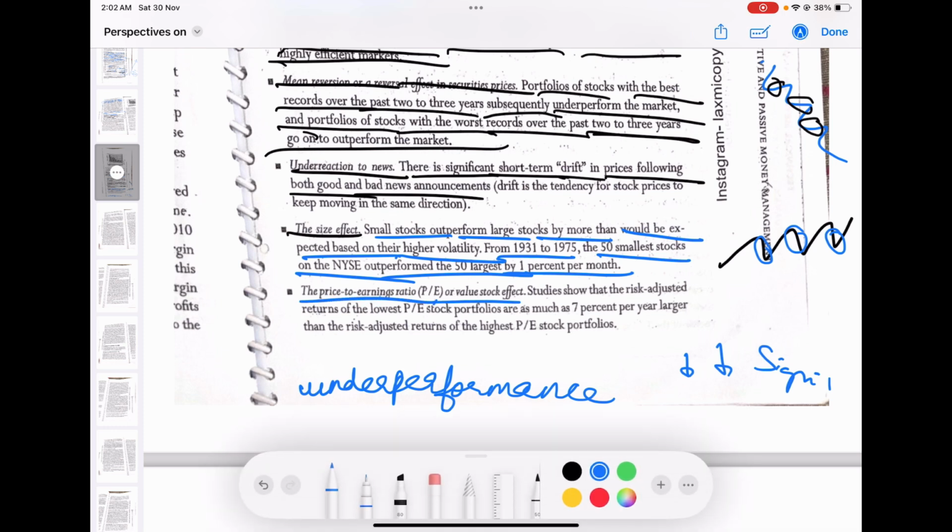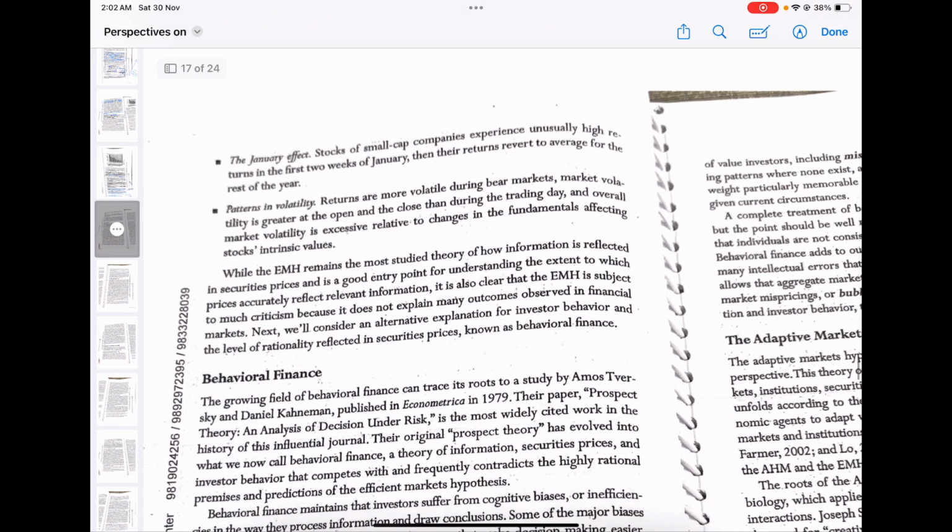Next, we have the PE ratio or the value stock effect, the price to earnings ratio. Studies show that the risk adjusted returns of the lowest PE stock portfolio are as much as 7% per year larger than the risk adjusted returns of the high PE stock portfolios. So low PE stocks have a higher return as compared to high PE stocks.